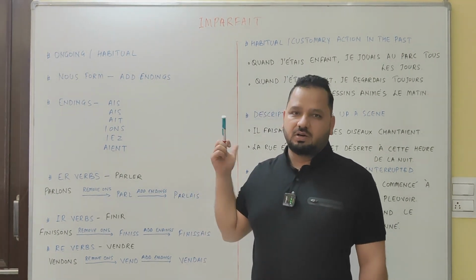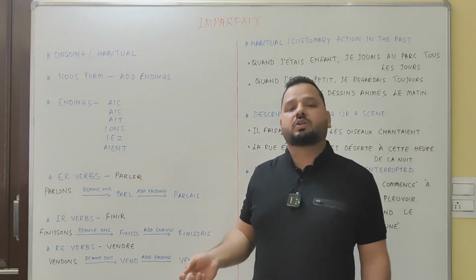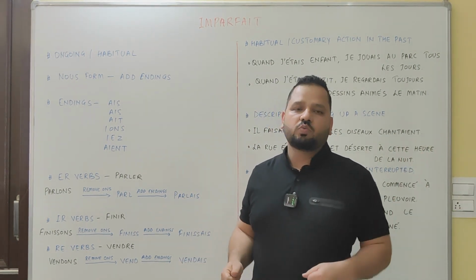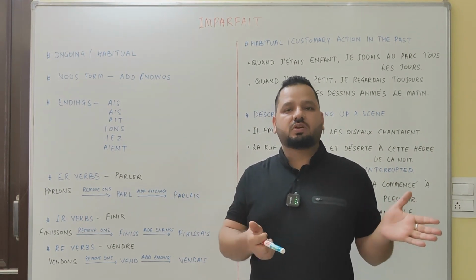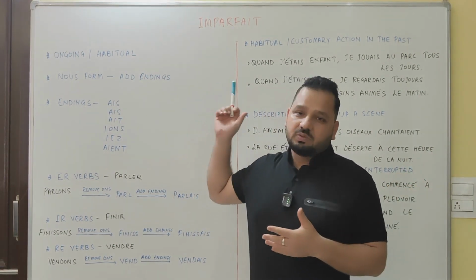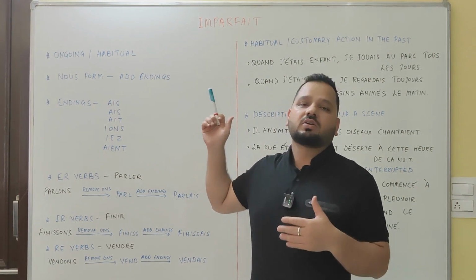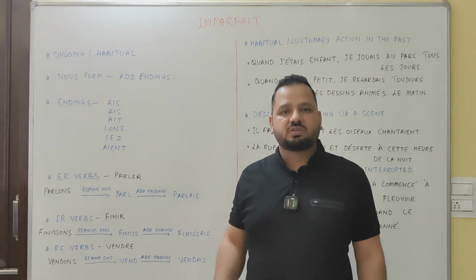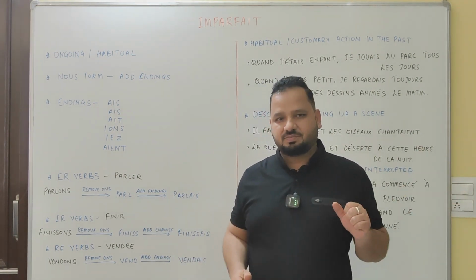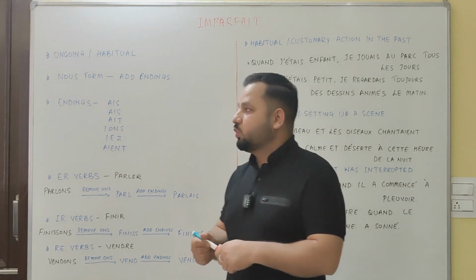In our last video, we discussed passé composé. Passé composé we use for the completed action. So imparfait we use for ongoing or habitual actions in the past. Correct? So how to form it?